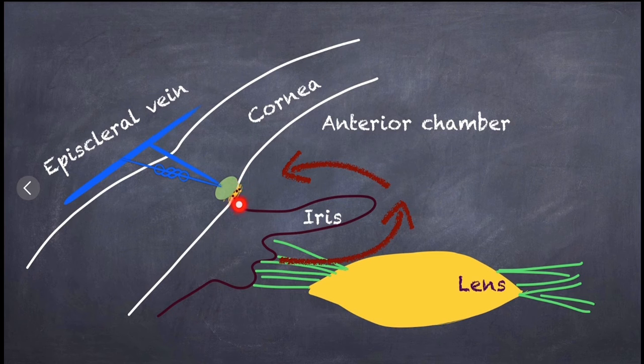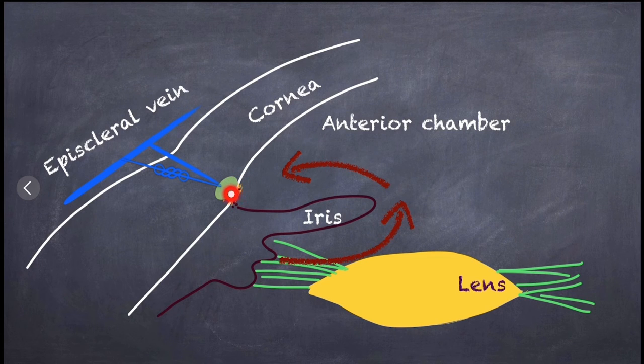but the main resistance to aqueous outflow occurs here at the inner wall of the Schlemm's canal, at the internal junction between the Schlemm's canal and the trabecular meshwork, because the pores are smallest here, so obviously there is higher resistance. So the main rate limiting factor in aqueous outflow is this inner wall of the Schlemm's canal.